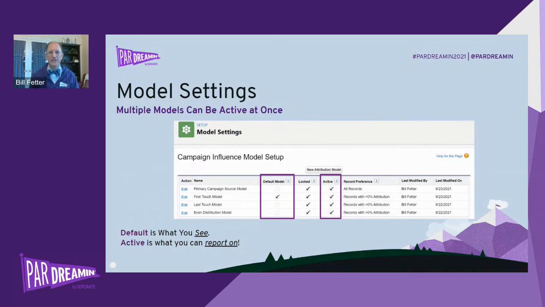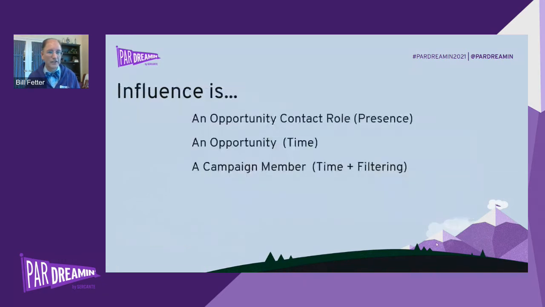So there's also another one. If you have Einstein and you turn that on, you're going to get another model called the data-driven model, and that is whatever Einstein wants it to be, right? Einstein's a black box, so Einstein's going to do as Einstein does, and you're going to get that other model available to you as well. But you have to have a lot of data for that even to work properly, so be warned.